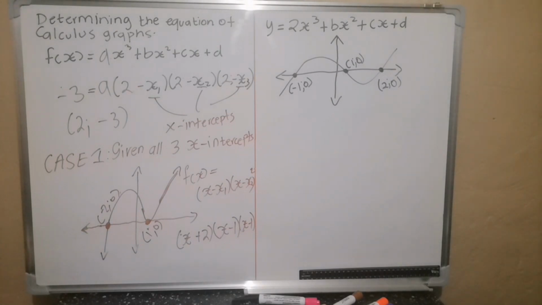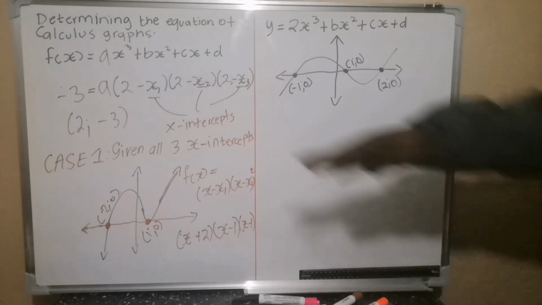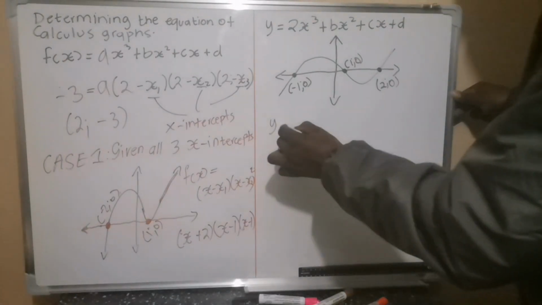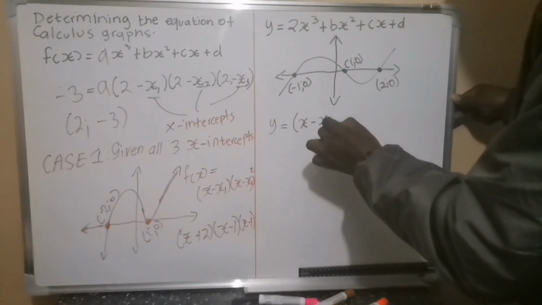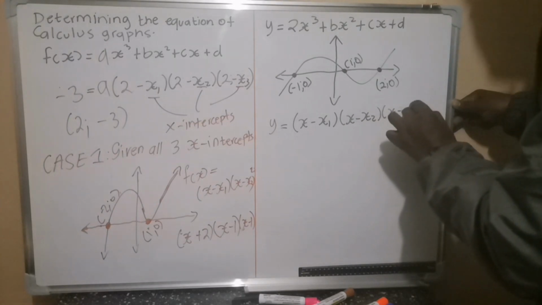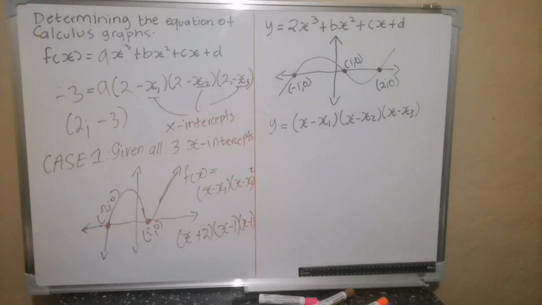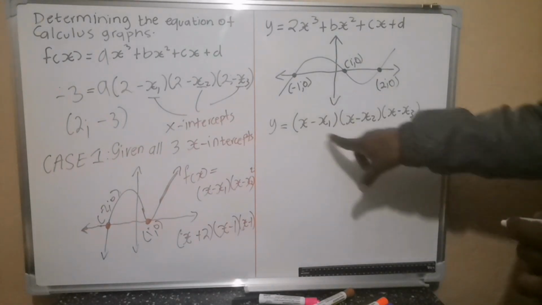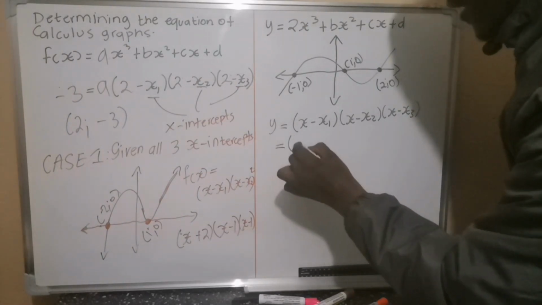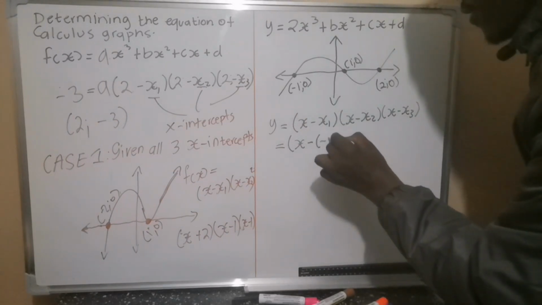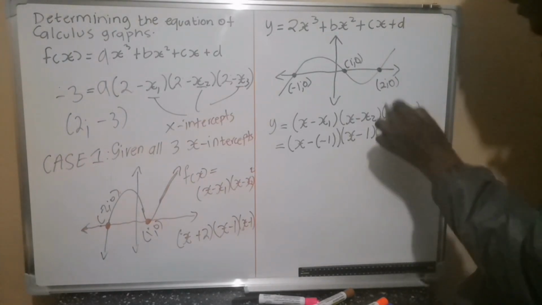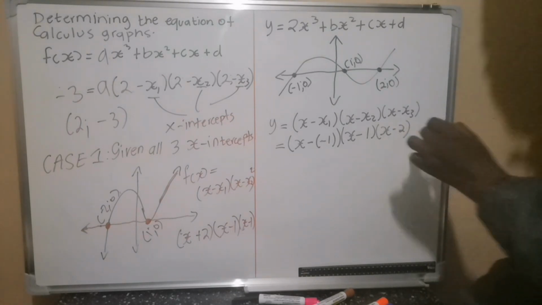Guys, now you are given the coordinates of our x-intercepts. You use this equation, remember. So let's say y is equal to x minus x1, x minus x2, x minus x3. Then x1, this one, x2, this one, x3, this one. So you're going to have x minus -1, close bracket, x minus 1. The last one is x minus 2.